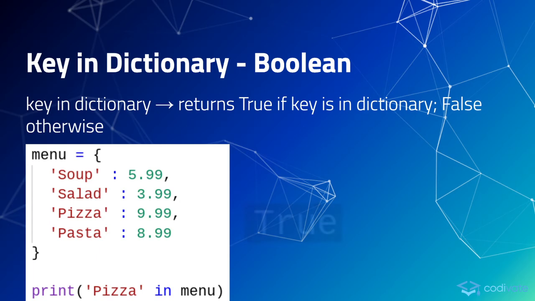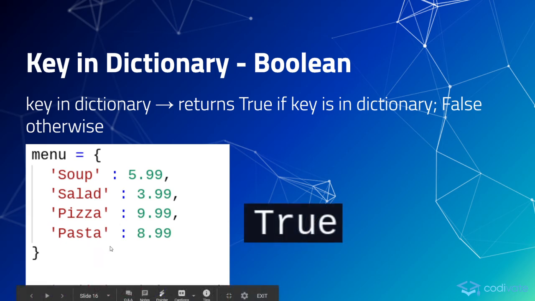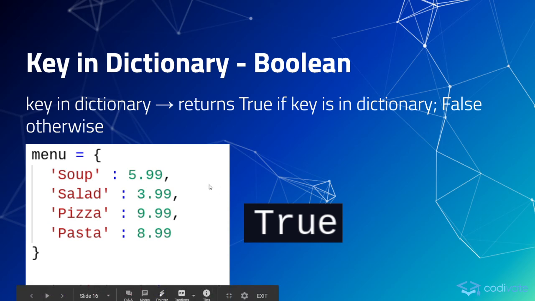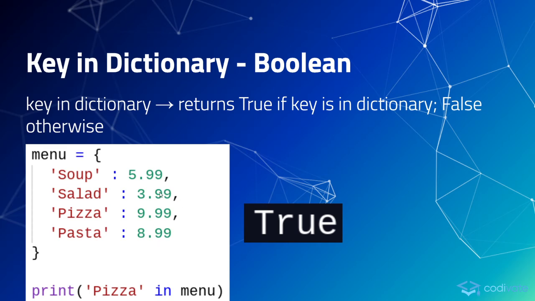Alright, I'm assuming you had a go at it, and this prints true. Why would it do this? We're checking if pizza, the string pizza, is in the menu. Well, let's check our menu. Soup, salad, pizza, yep. This is a key in menu. So this prints true. Once again, we are checking for the keys. We're not looking for values. For example, if this said $3.99 in menu, that wouldn't return true. It would return false, since that is not a key, it is a value.